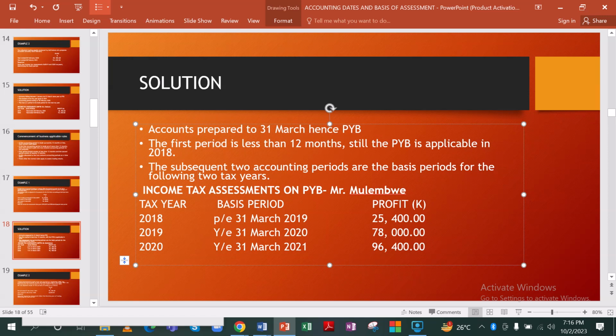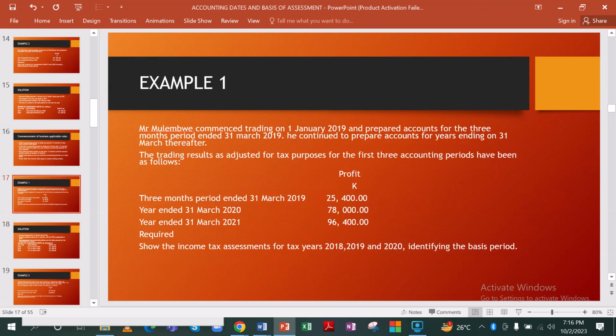So we come up with the income tax assessment for Mr. Mulembwe on preceding year basis. The 3 famous columns are still to be used: tax year, basis period, and profit. The first one is 3 months ended 31st March 2019. Since it's ending on 31st March, on the preceding year basis, the tax year used for the first one will be 2018 tax year.